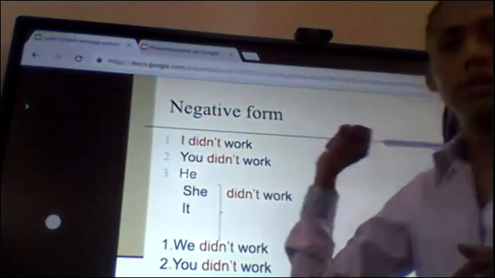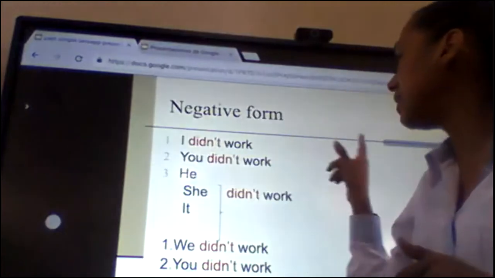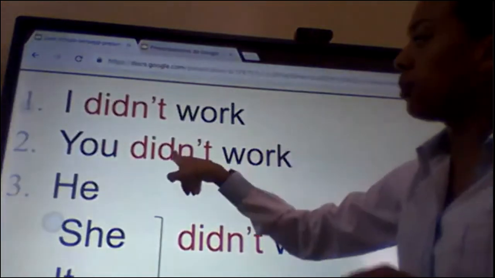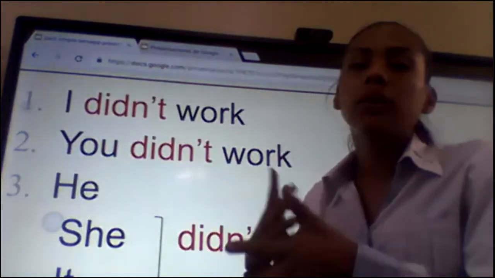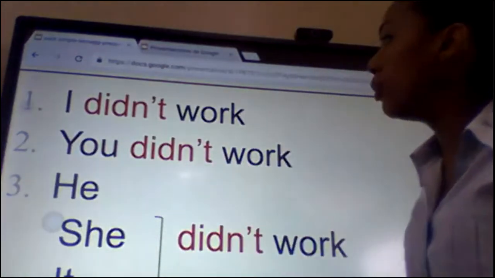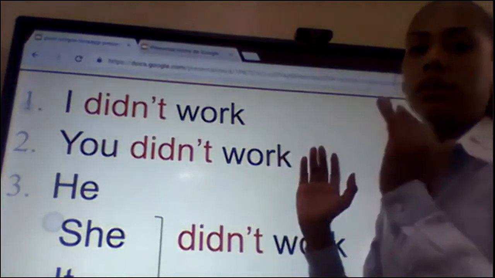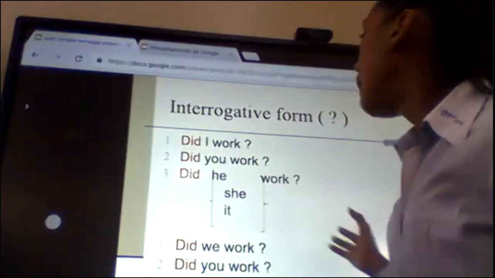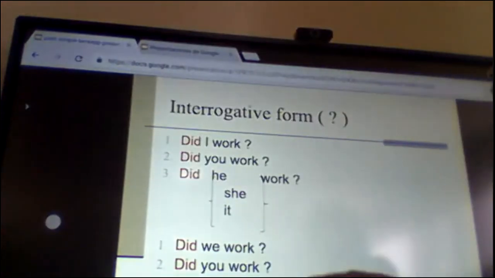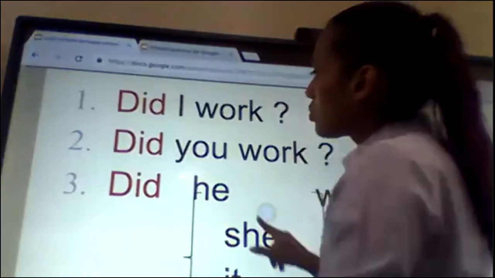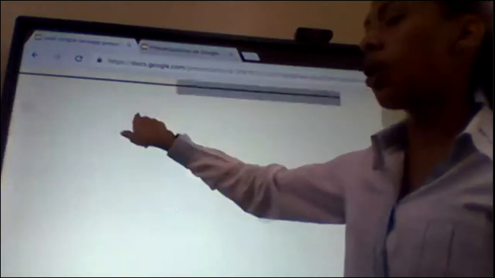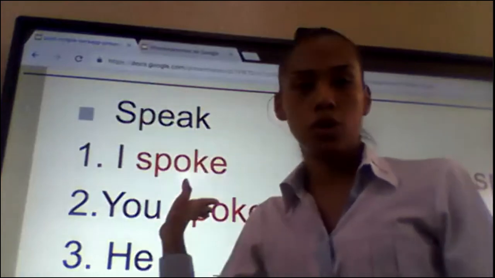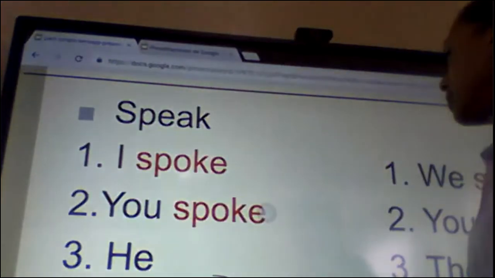Negative. Did not or didn't. Notice here we have the contracted form, which is the one that we are going to usually see more in books, but the construction is did not. Ya sabe que did not significa didn't, right? Next one, interrogative. My auxiliary, the most important one. Did goes at the beginning of the sentence. Did you work? Did she work?